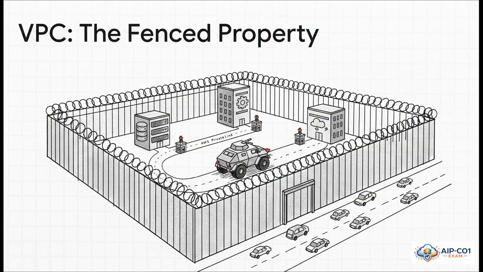And of course, your armored car shouldn't be driving around on public streets, right? It needs to stay within a secure, fenced-in property. In AWS, that's your virtual private cloud, your VPC.